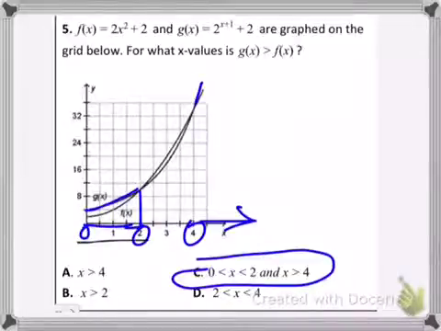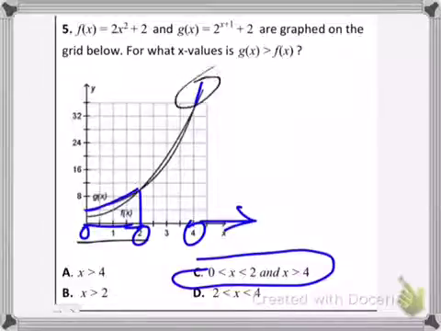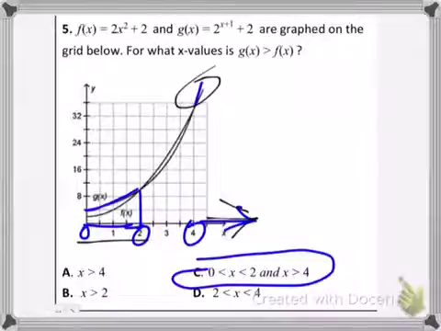And g of x is greater up here, or at 4, so not equal in 4, but greater than 4. So there's only a little section where f of x is greater than g of x, and that would be right here.